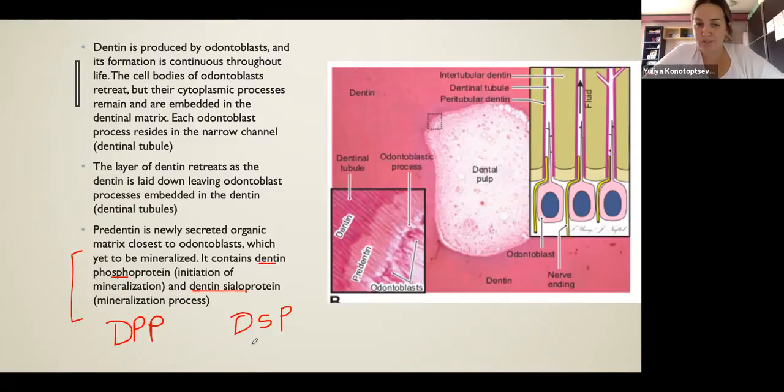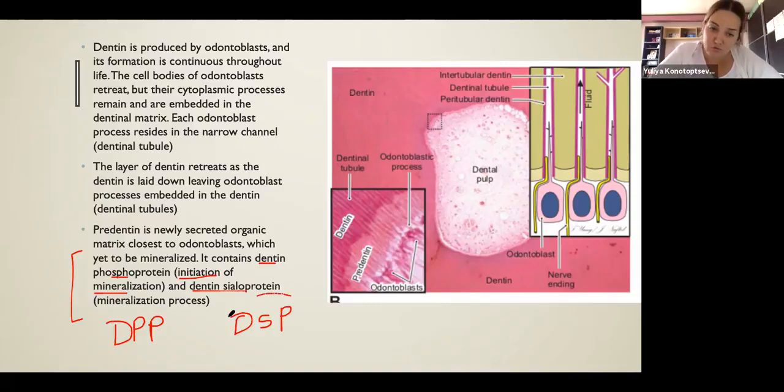What is their importance? DPP initiates mineralization of predentin. So we have to ask ourselves, why exactly is odontoblast starting to add calcium to the collagen type 1? Why is it starting to mineralize the predentin? Because of the DPP. DPP is a regulating protein. It initiates the process. But it is not enough to just start the process. You have to keep it going. Somebody has to constantly stimulate this mineralization, make sure that it continues.